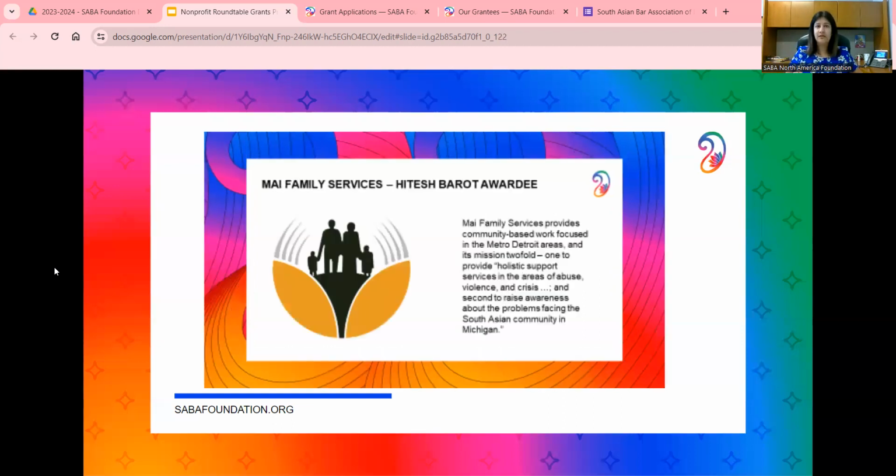Our next awardee last year is My Family Services, and they were named the Hitesh Barot awardee. My Family Services, as an example, did apply for both of these grants. So that's where we want to mention that if you believe you have programs that could apply toward both of these grants, please feel free to apply for both.